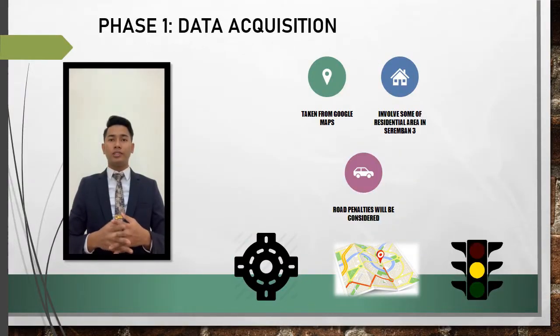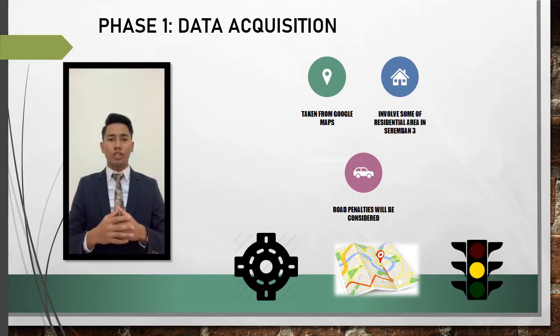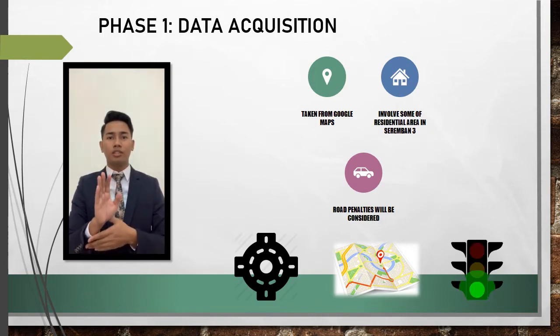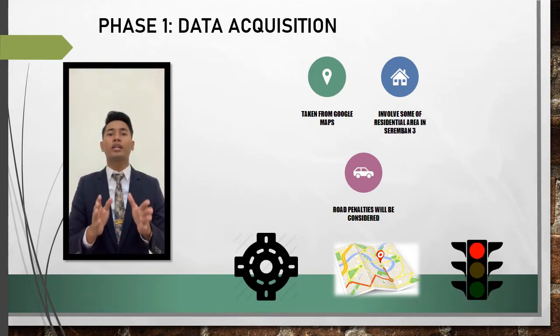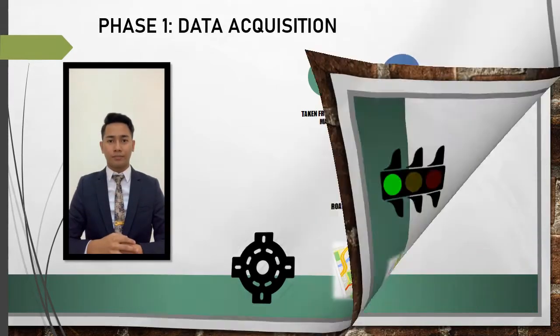The first phase in this study is data acquisition. The maps of this study are obtained from Google Maps. This map was taken according to the area under study, which involved some residential areas in Seremban 3, Negeri Sembilan. Road penalties will be considered. This map has 15 residential areas and includes 9 road penalties such as a roundabout, junction and traffic light.